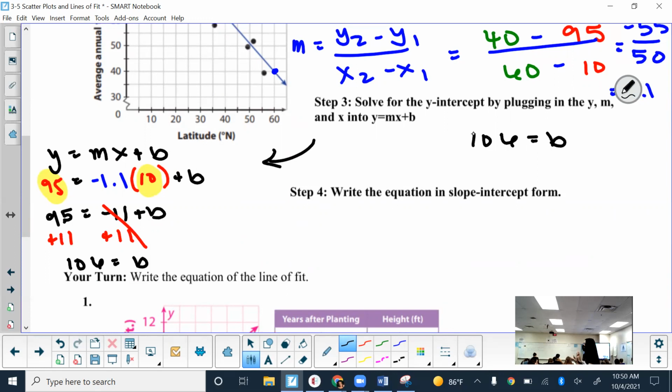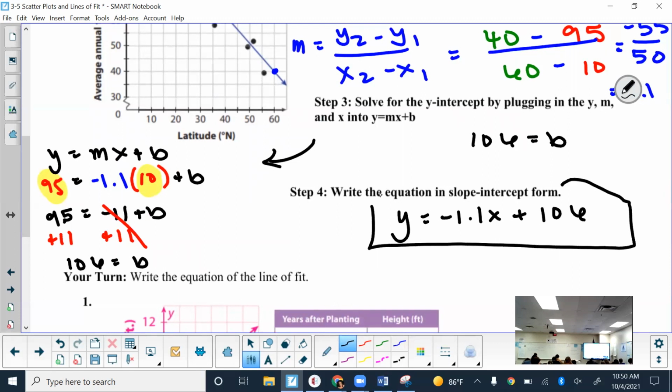So we solved for the y-intercept. Now, the last step is to put it all together. Write the equation in slope-intercept form. So y equals, what did we say the slope was? Negative 1.1x plus our y-intercept, which we said is 106. Questions?